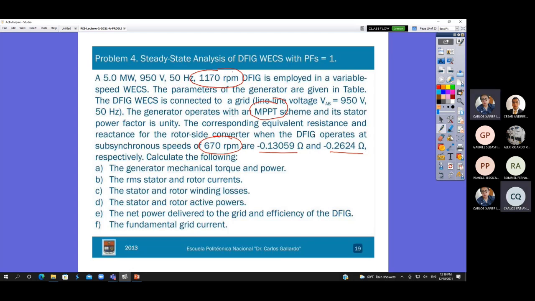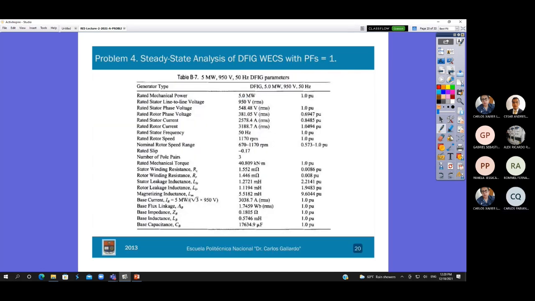Letter B, the RMS stator and rotor currents. C, the stator and rotor winding losses. D, the stator and rotor active powers. E, the net power delivered to the grid and efficiency of the DFIG. And F, the fundamental grid current. Okay, thank you. That is it.